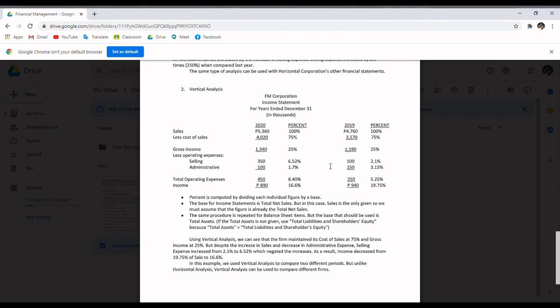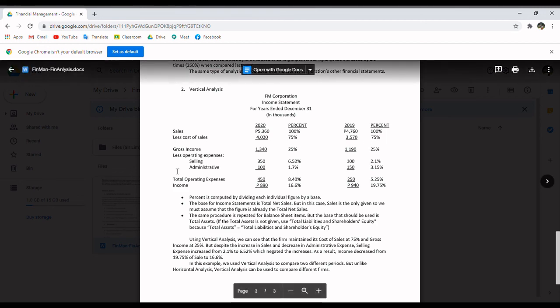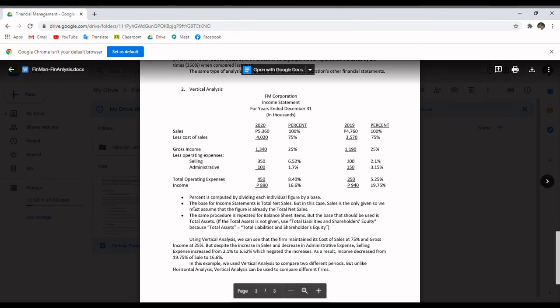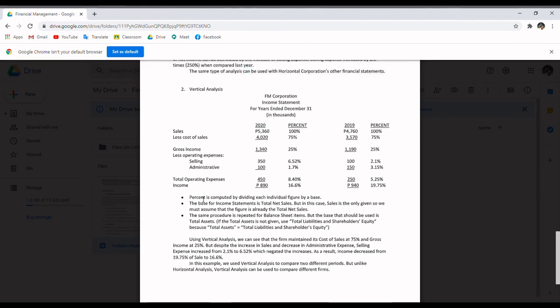We do this again for the year 2019. 3,570 divided by 4,760, 1,190 divided by 4,760, and so on and so forth, until we get all the percentages of all the items here. So after, we have some notes here. As stated earlier, percent is computed by dividing each individual figure by a base. So for the income statement, the base is the total net sales.